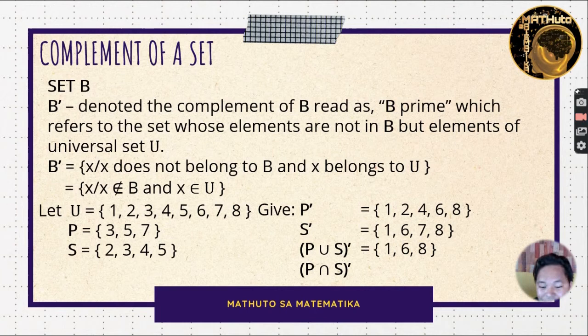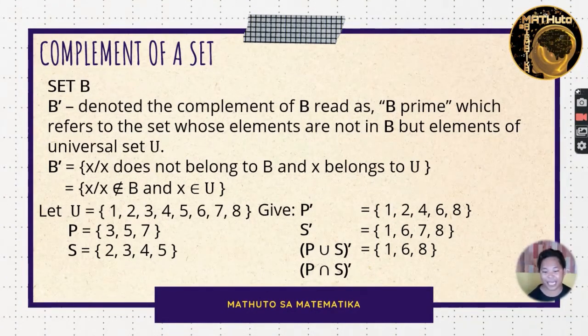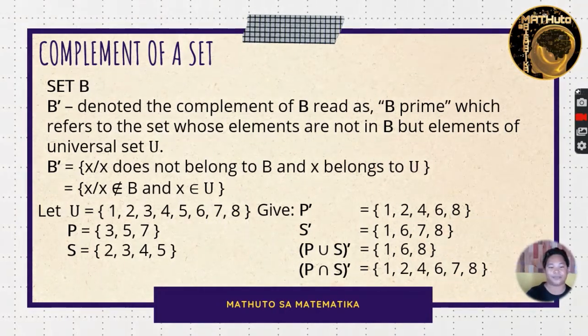And the next one, we first find the intersection of P and S. So, kung titingnan po natin yung ating sets P and S, ang common elements po natin ay 3, 5. So, ano po yung meron sa universal set na wala sa intersection ng dalawang sets? So, we have 1, 2, 4, 6, 7, and 8 po. So, yun po yung ating complement of a set.